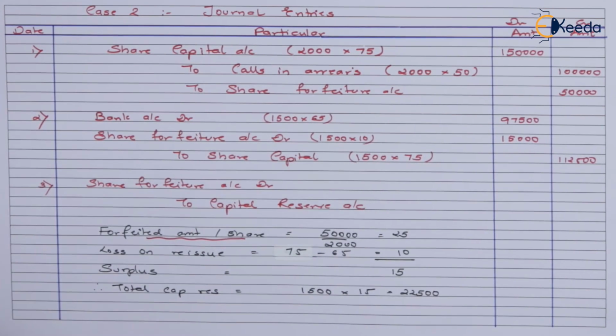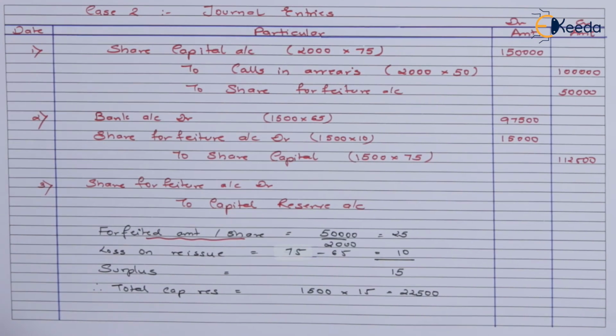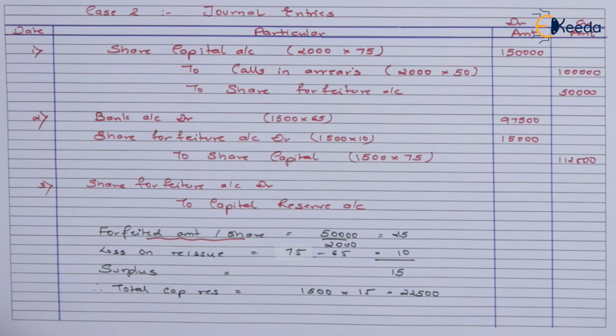The first and most important thing that we have to figure out is the forfeited amount per share. That means the total of the forfeiture balance before reissuance divided by the number of shares that have been forfeited. So 50,000 divided by 2,000 will give you a per share balance of 25. Out of that, there is either a surplus or a loss. In this situation, there is a loss because the face value is 75 and we are reissuing it at 65. That means a 10 rupees loss has happened.